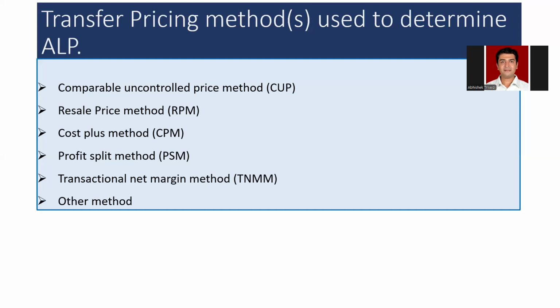However, it would be necessary to justify and document reasons for rejection of all other 5 methods while selecting the other method as the most appropriate method.